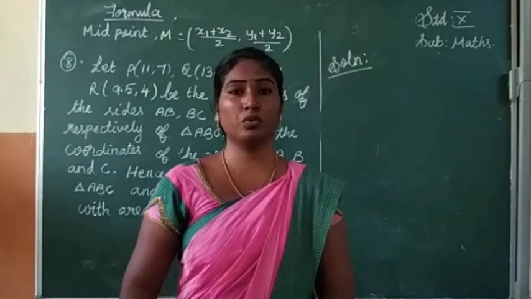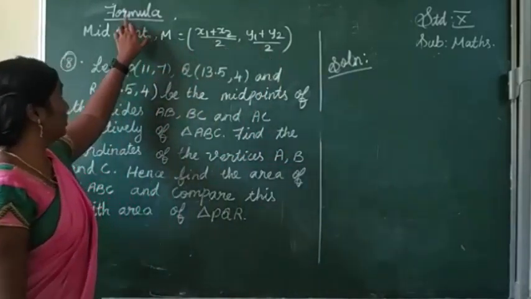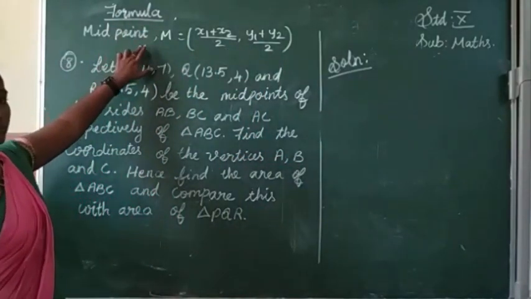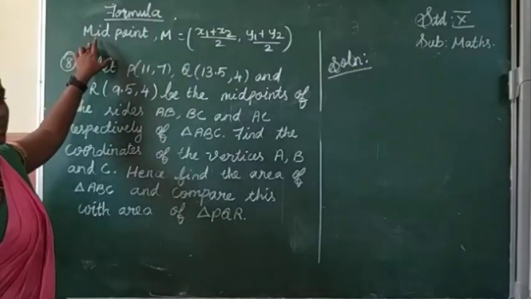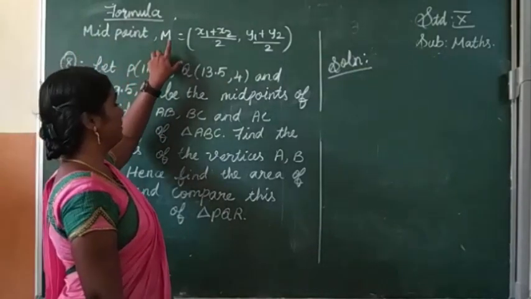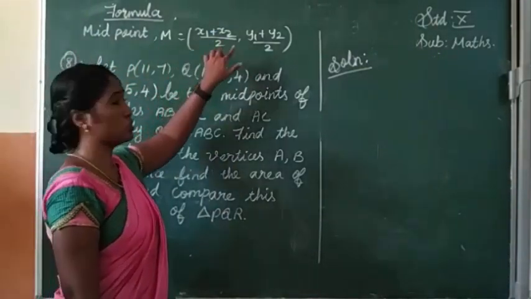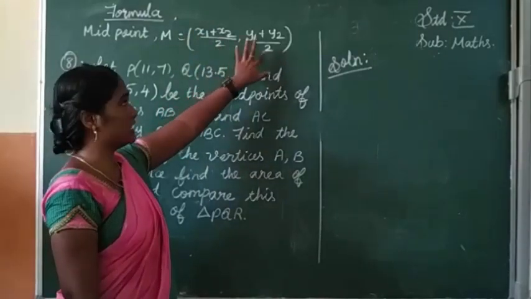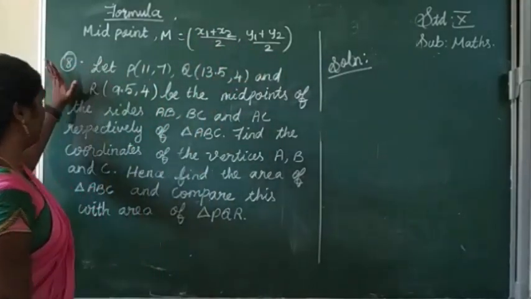Before going into the problem, note the formula. This is the midpoint formula. What is the first letter of midpoint? M. So M, we know, is midpoint. Midpoint is equal to (x1 plus x2) by 2 comma (y1 plus y2) by 2. Now copy problem number 8.